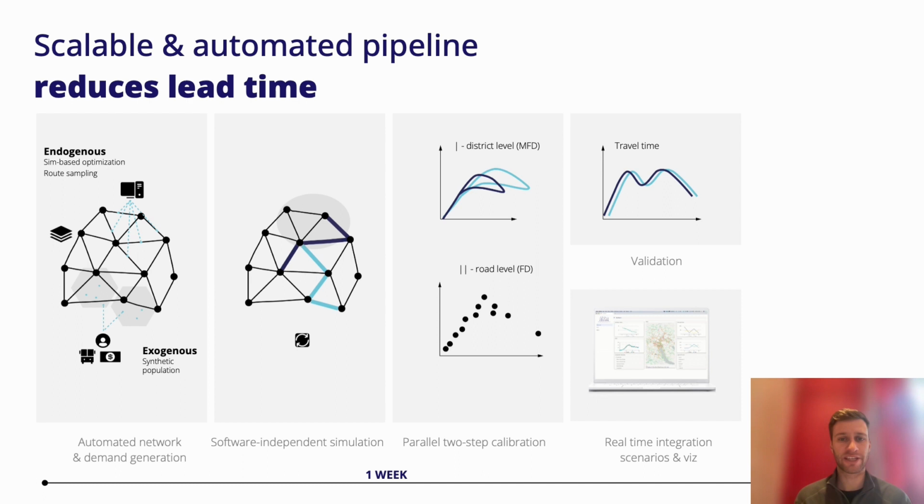necessities. We start by generating an endogenous or exogenous demand. What we mean by that, we'll be discussing in the next two slides. But essentially, it's a way to understand where people come from and where they want to go to inside the network. So it's a demand definition. In the next step, what we try to run is a simulation.